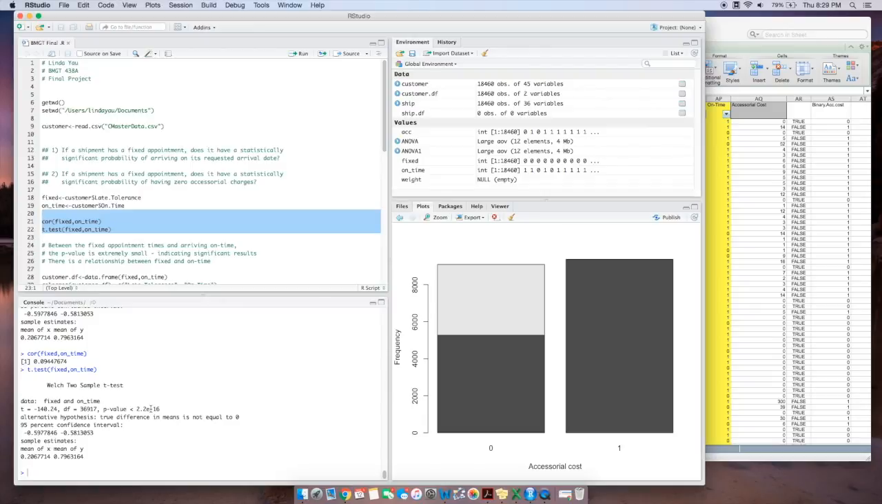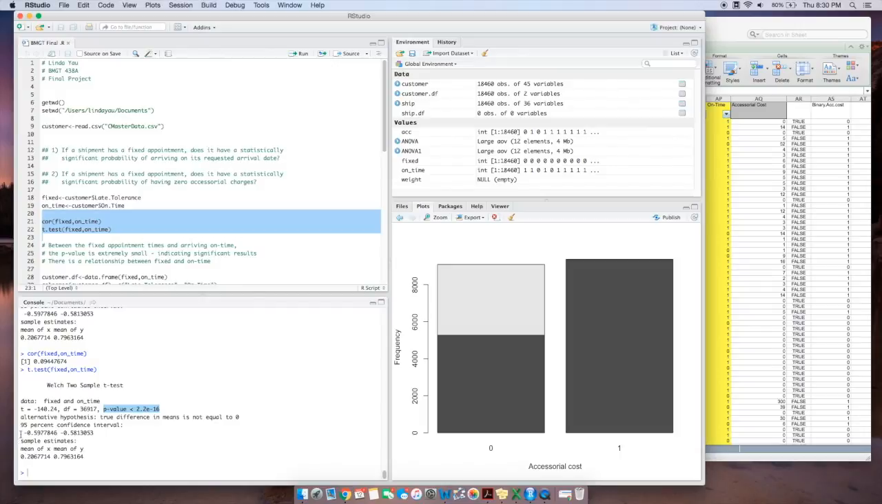As you can see from the t-test, there are a few outputs. The most important one is the p-value, and our p-value is less than 2.2 times 10 to the negative 16, which is very low, especially when compared to 0.05, the usual cutoff. This indicates that the difference between appointment times and arriving on time is significant, and that we can reject the null, the null being that there's no relationship between fixed and on time.